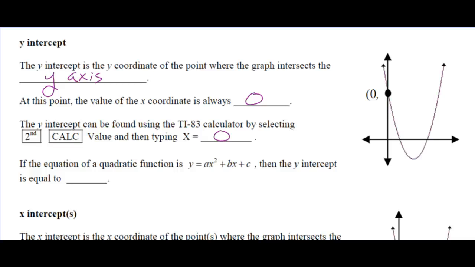Put a 0 in here, it becomes a times 0. Put a 0 in here, it becomes b times 0. 0 plus 0 plus c, so it's just c. Okay, so the y-intercept occurs when x equals 0. You want to find the y-intercept? Put 0 in. If you've got the equation, you just say, oh, it's the constant at the end, right?